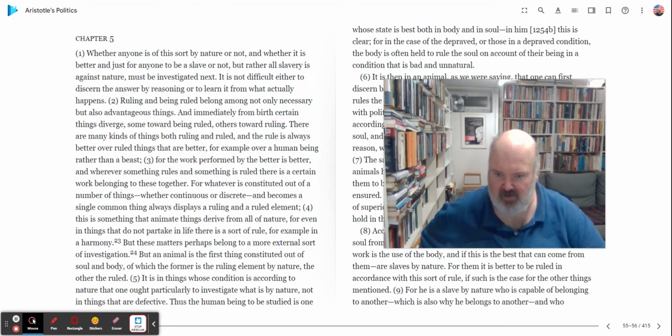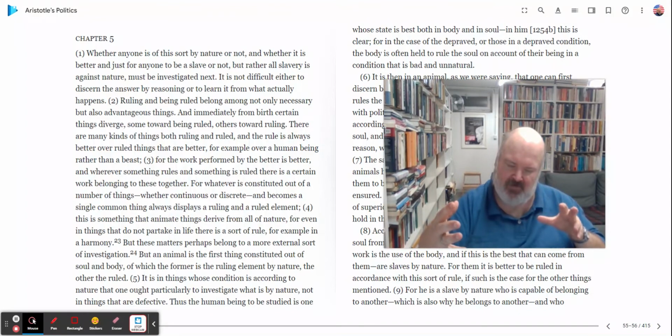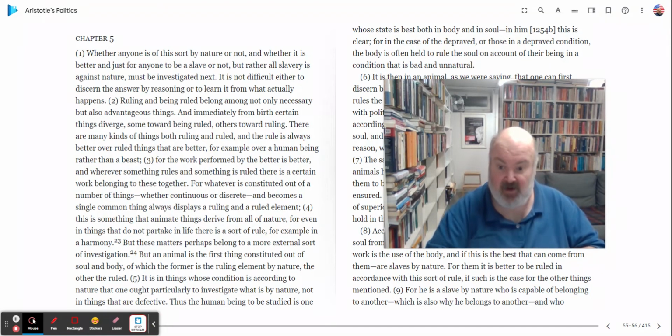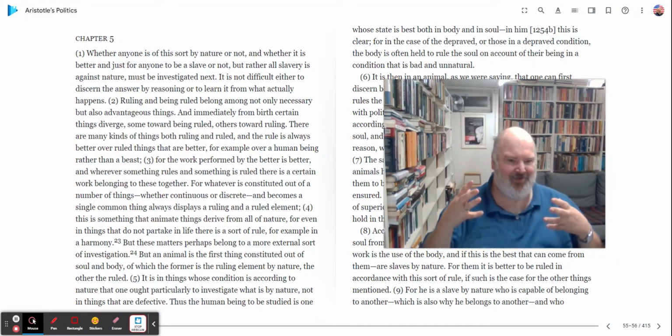He says anytime you have this constitution of discrete things, you're going to have a situation of those who rule and those who are ruled. A divide. A division of labor, in other words. There's going to be a division of organization.